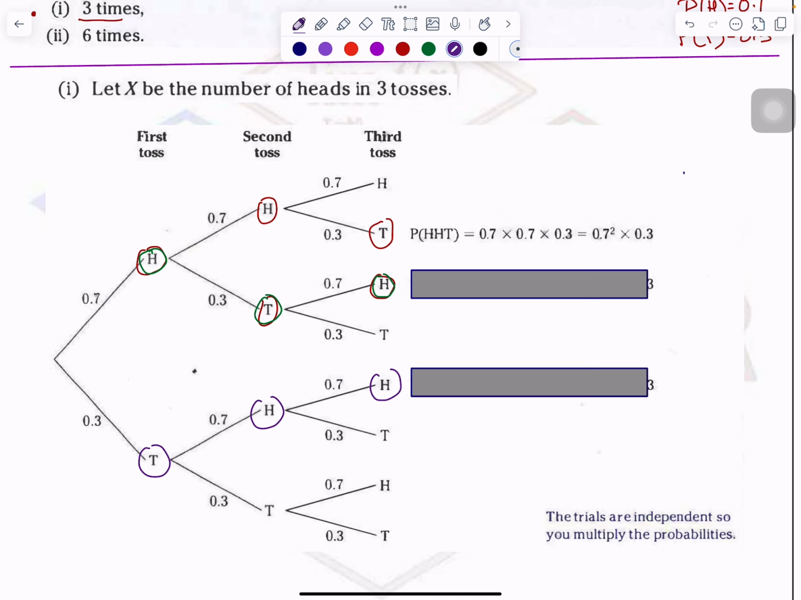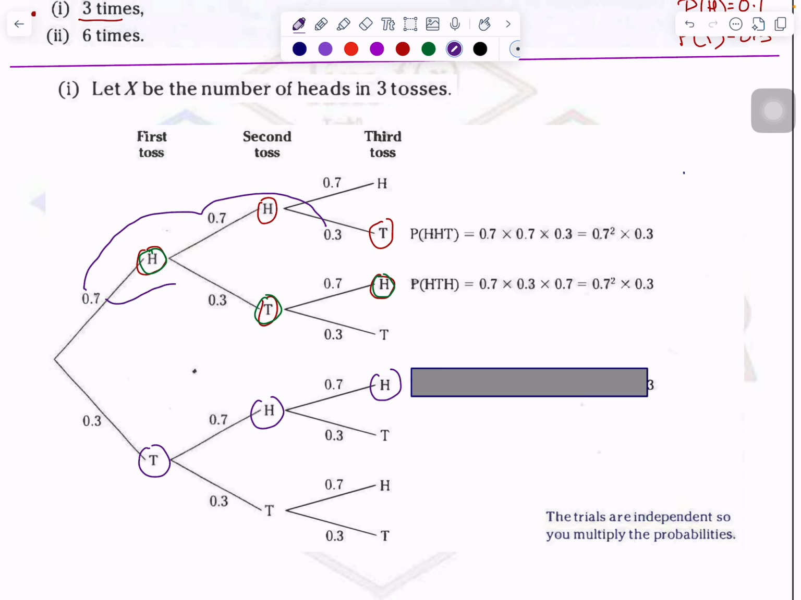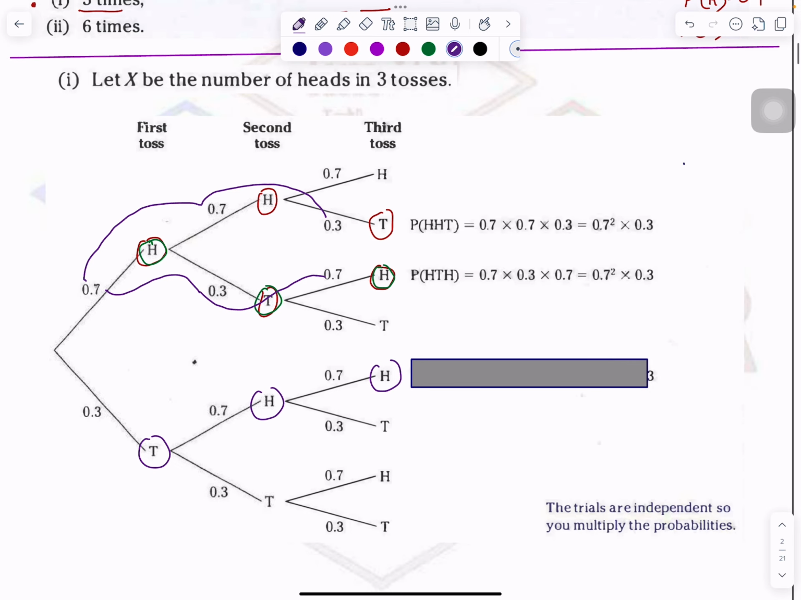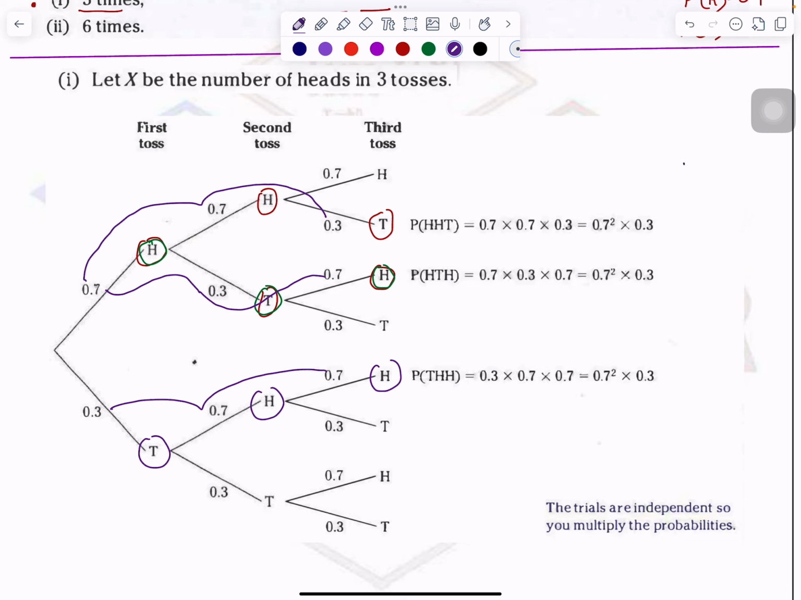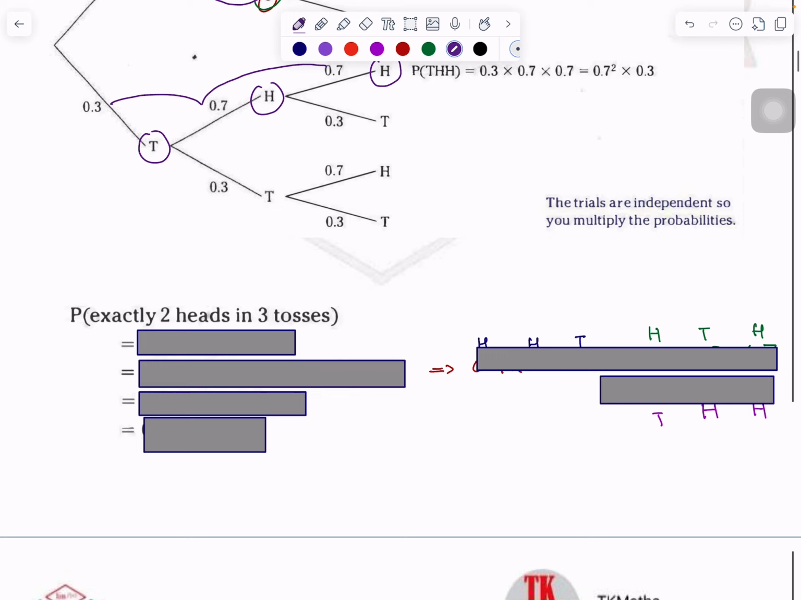Now if I want to check their probability, what will I do? I will multiply along the branches, right? 0.7, 0.7 and 0.3. In this case, 0.7, 0.3, 0.7, right? Condition is 2 heads, that's all. So these are the possibilities, and if you add up these results, you will get the probability of exactly 2 heads in 3 tosses.